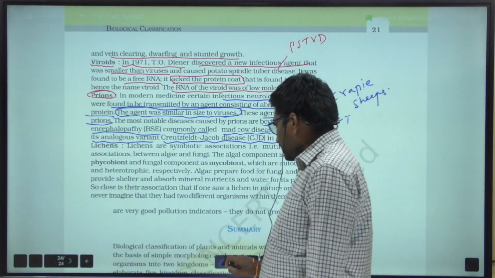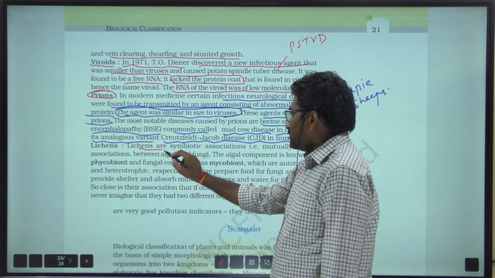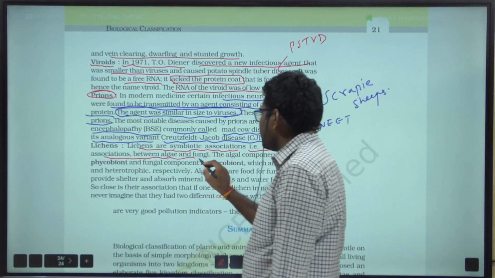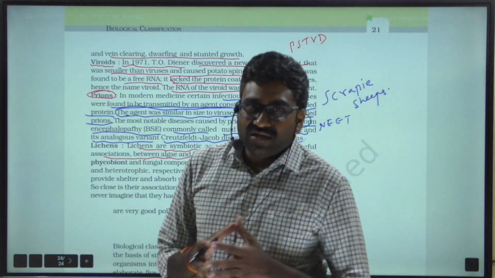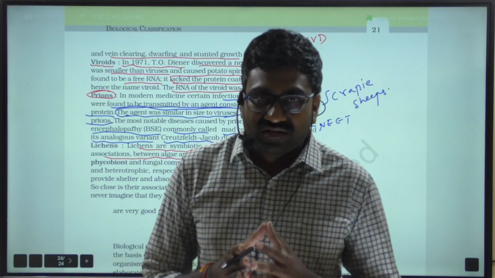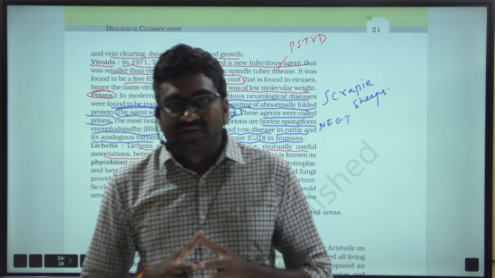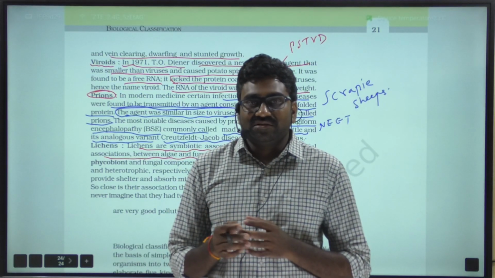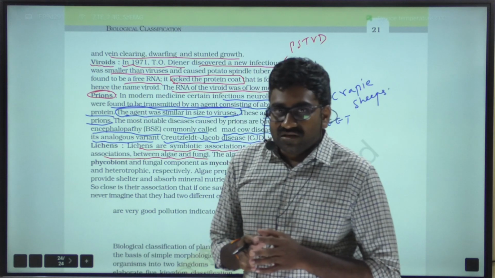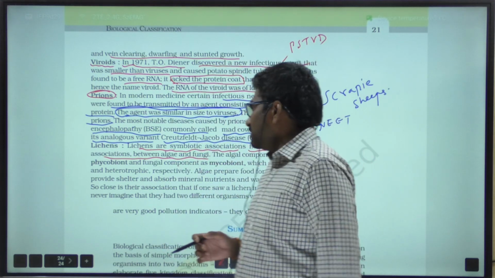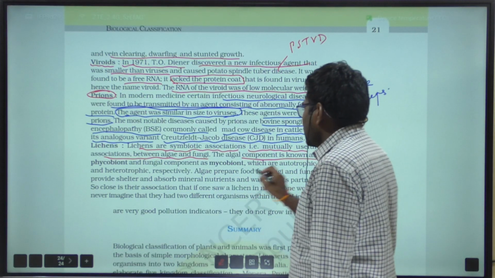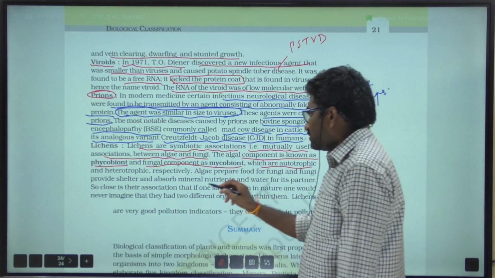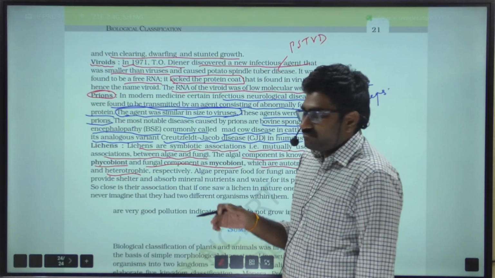Next, lichens. Lichens are symbiotic, mutually useful associations between algae and fungi. The algal component of lichens is called the phycobiont, and the fungal component is called the mycobiont. Algae provide food to the fungi, and in turn fungi provide accommodation or shelter to the algae. Lichens are good pollution indicators. The phycobiont is autotrophic, the mycobiont is heterotrophic.